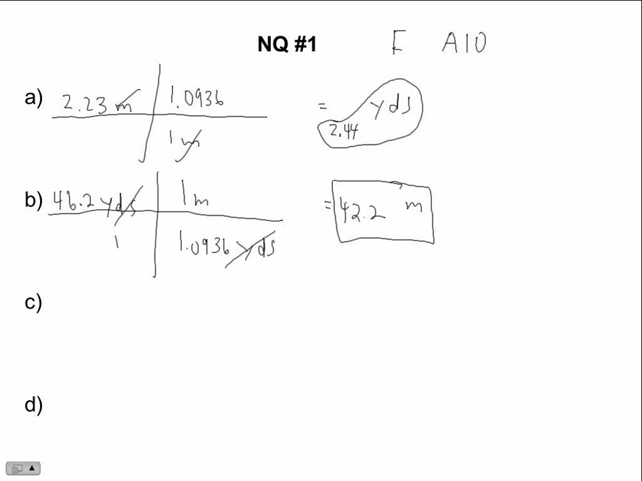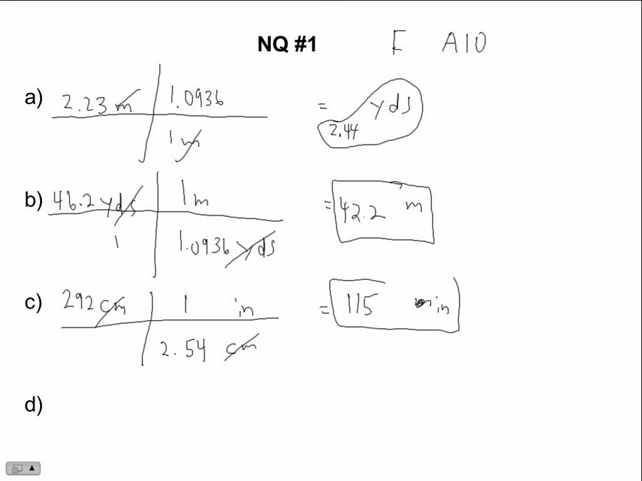Problem C, 292 centimeters. They're asking us to express that in meters. Actually, I apologize, inches. Very common conversion factor here. Centimeters on the bottom, inches on the top. 2.54 centimeters in every 1 inch. In this case, centimeters is going to cancel. Down low, divide. 292 divided by 2.54 is going to give us 115 inches. That is the same thing as saying 292 centimeters.